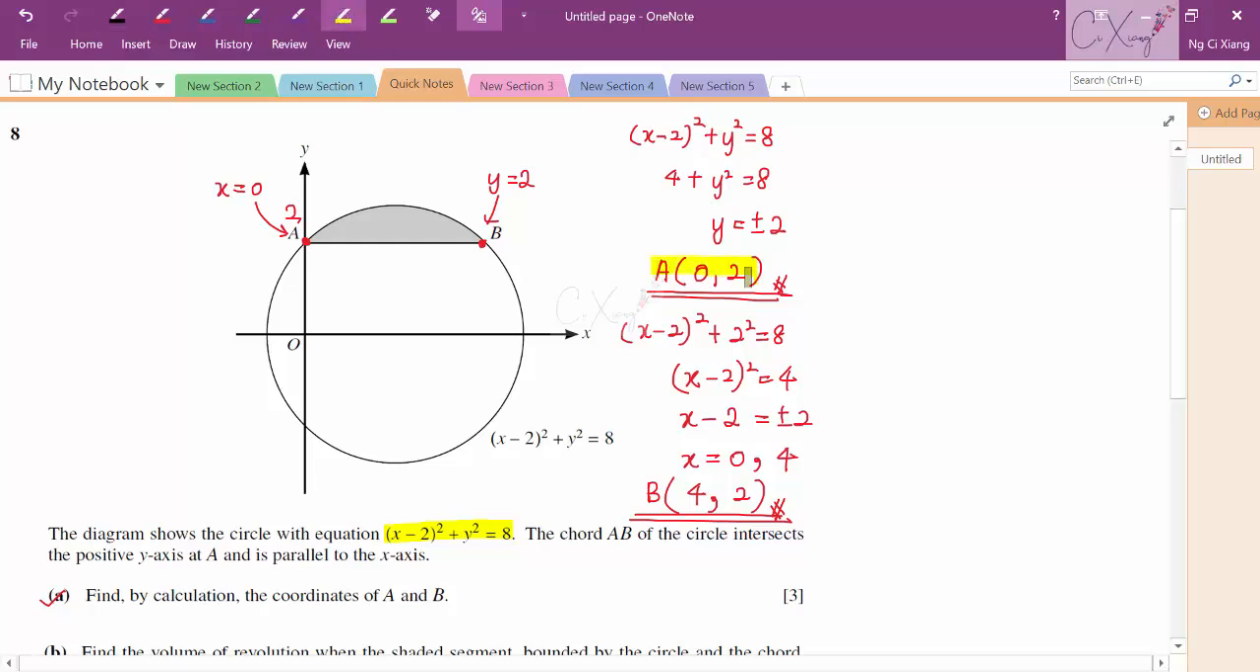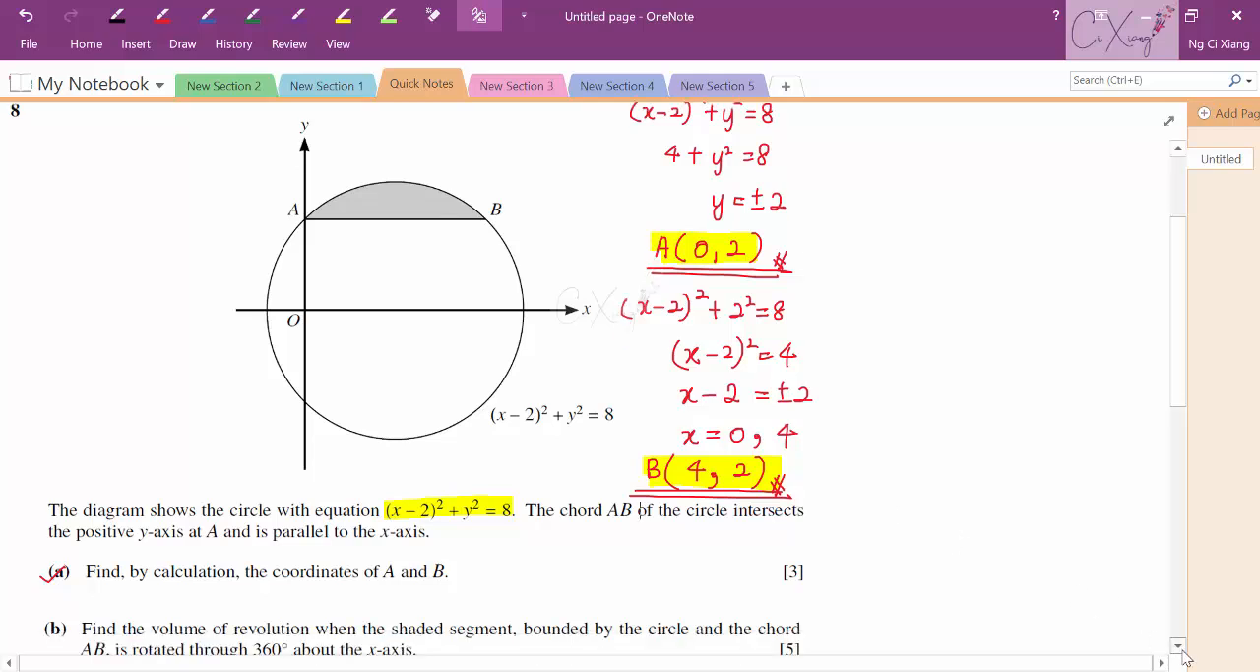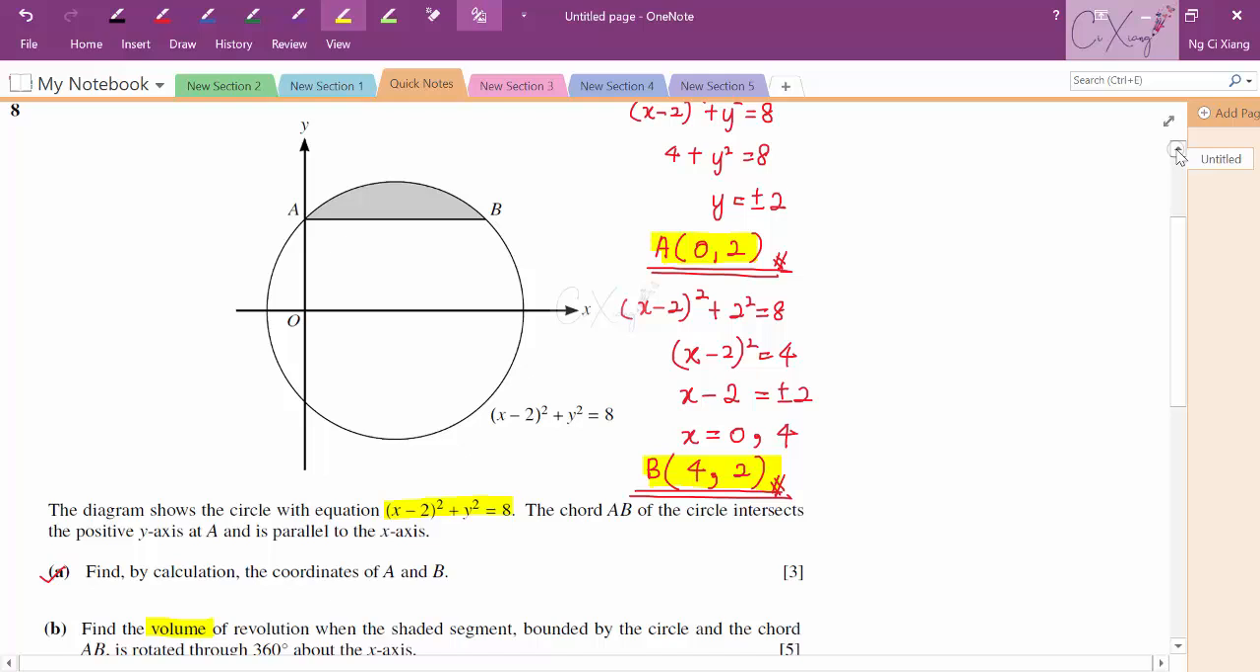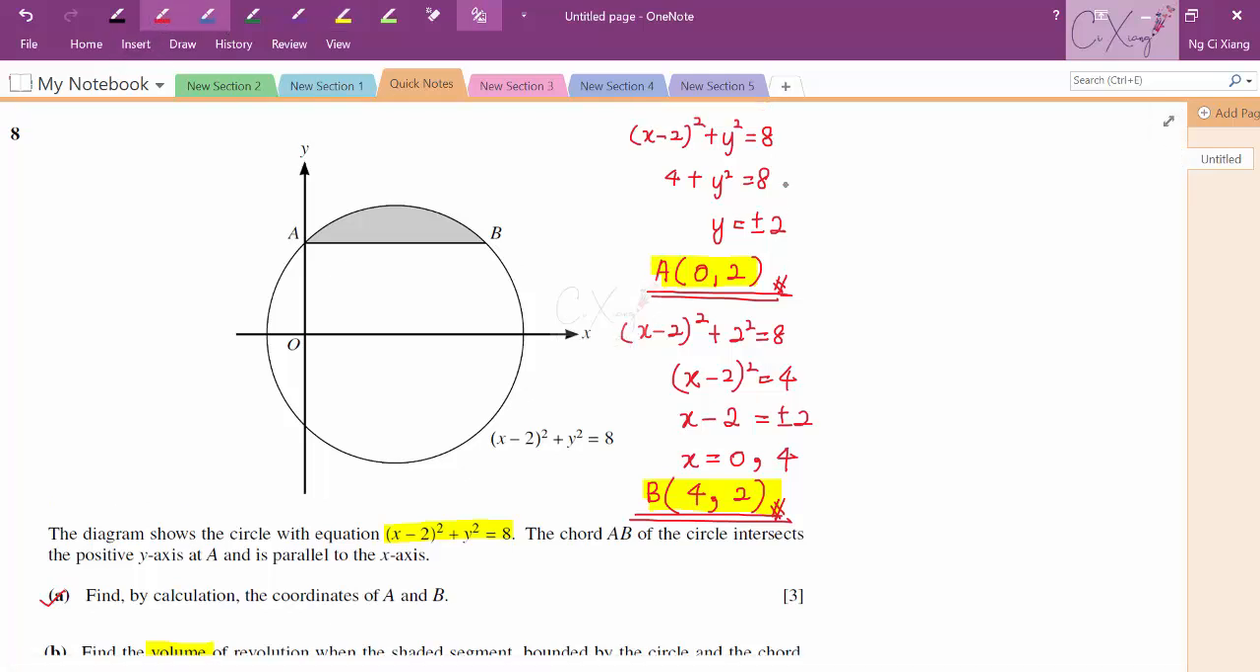Okay, so this is how we actually get the answer for the coordinate of A and also the B. Alright, and now if we proceed to part number B. For part number B, they want us to find the volume of revolution when the shaded segment bounded by the circle and the chord AB is rotated through 360 degrees about the x-axis. Okay, and now they are asking us to find out the volume.